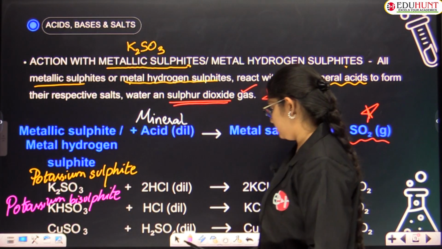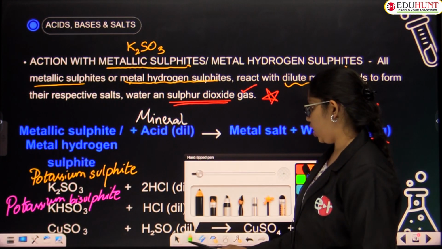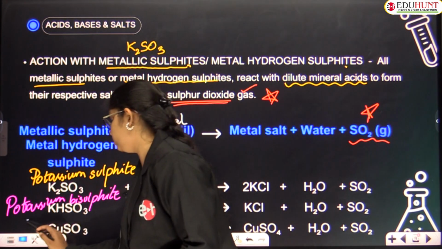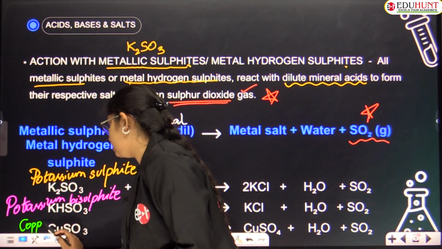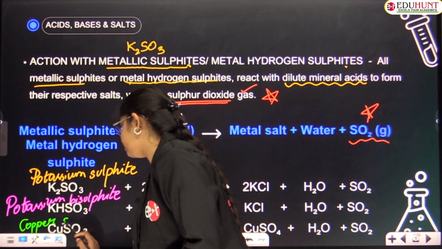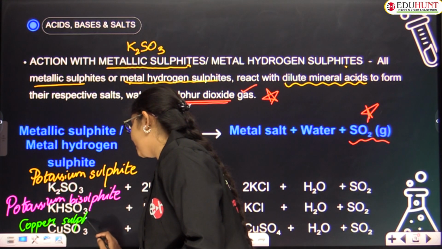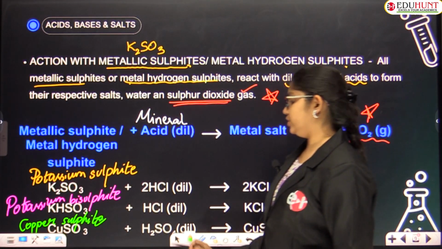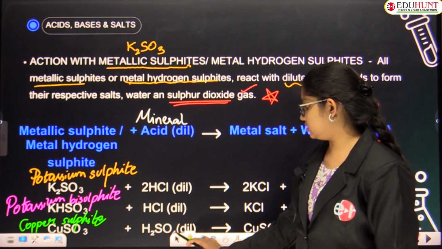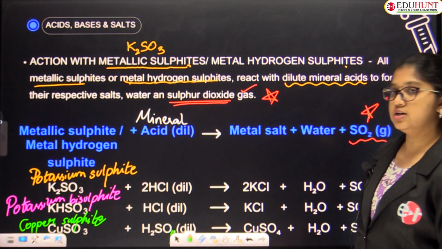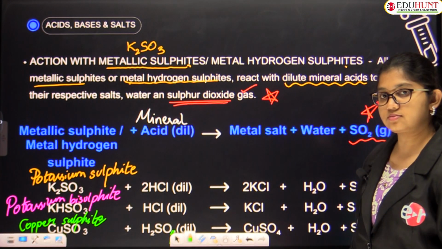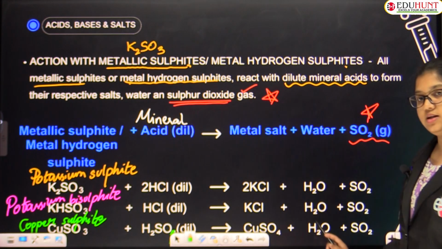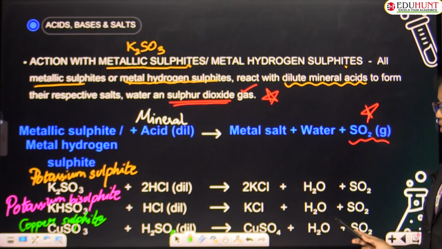Okay, children. Now, third example, CuSO3. What is CuSO3? Cu means copper, very good, spelled C-O-P-P-E-R. Next, SO3 means sulfite. Copper sulfite plus H2SO4 in dilute condition gives rise to CuSO4. What is CuSO4? Copper sulfate plus H2O plus sulfur dioxide.